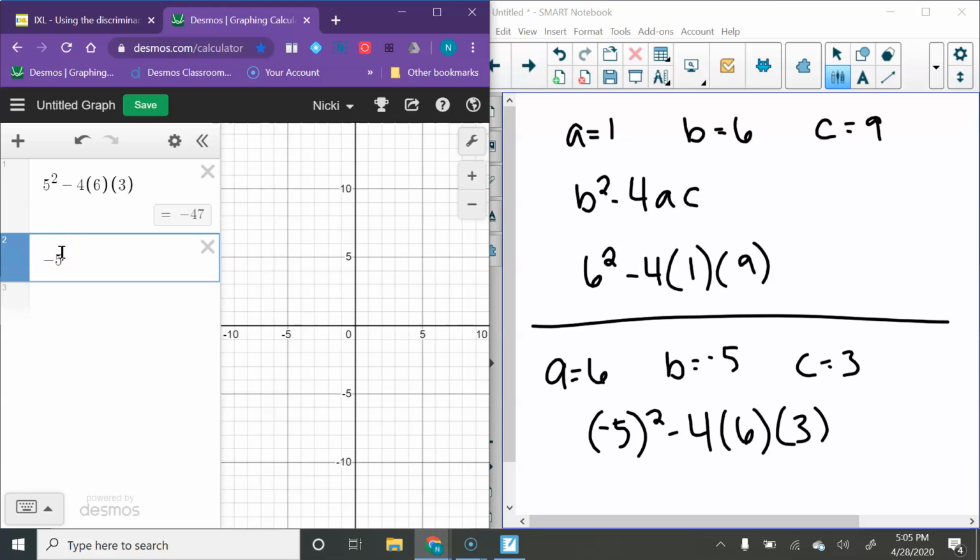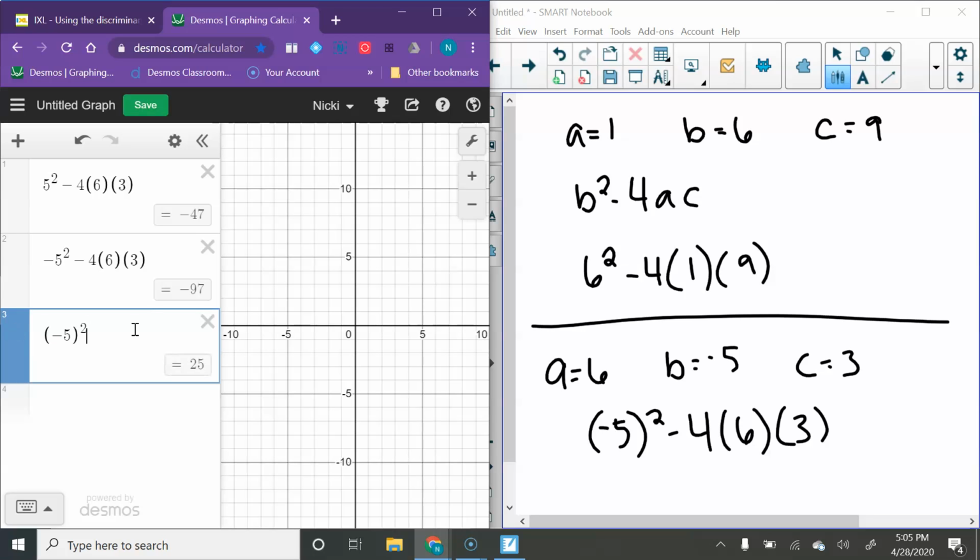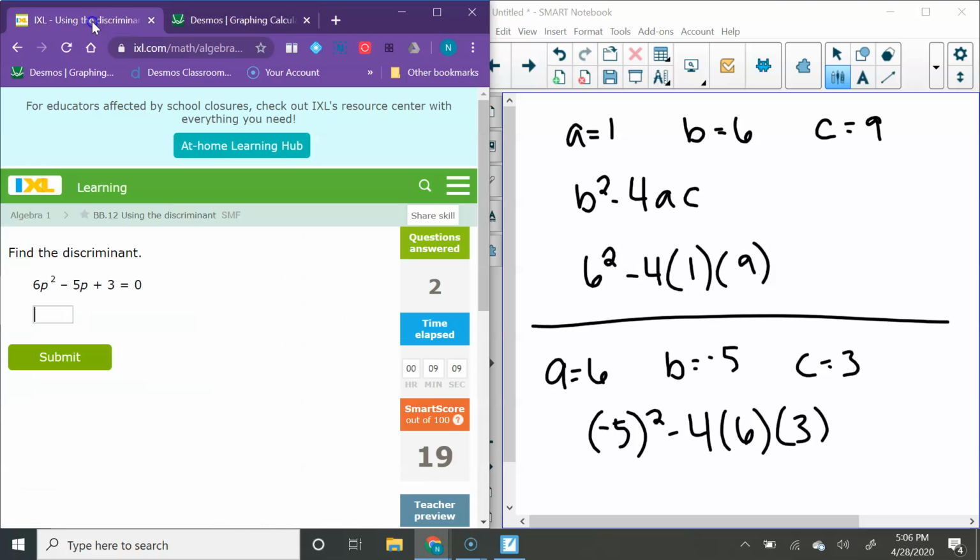If I type it in like this, negative 5 squared minus 4 times 6 times 3, I get negative 97, which is incorrect, because to type it correctly, you have to put negative 5 in parentheses, squared, minus 4 times 6 times 3. So either one of these is fine, but you cannot type it in like this. I usually just leave off the negative there. So we get negative 47 as our discriminant there.